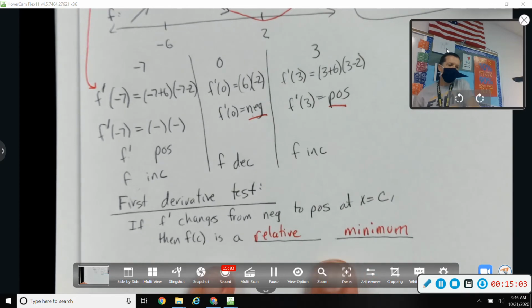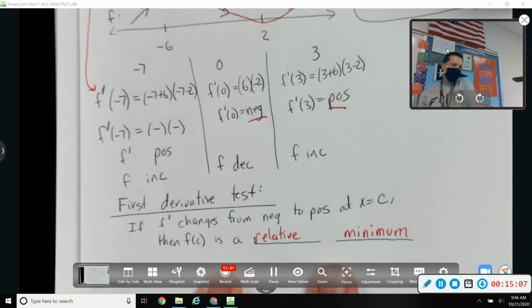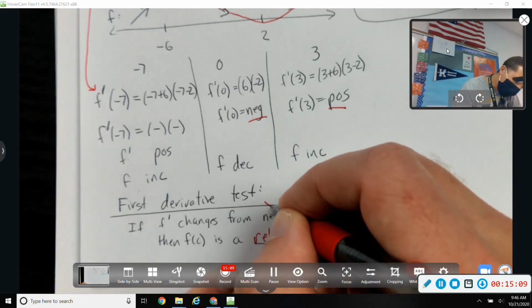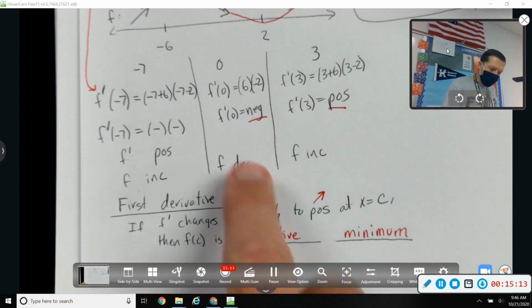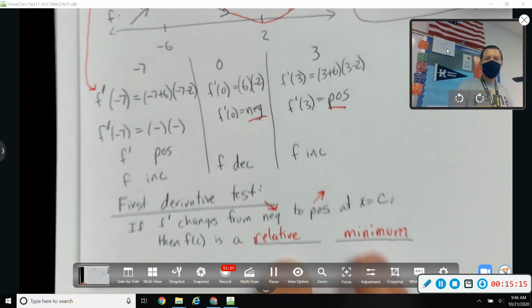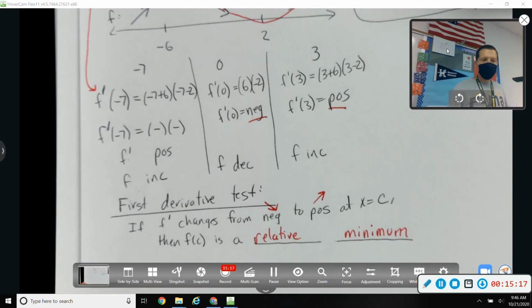Right? This is something you don't memorize. Don't memorize that. Think about it. Because if f prime changes from negative to positive, then your picture just about explains what's going on there, it's a relative minimum.